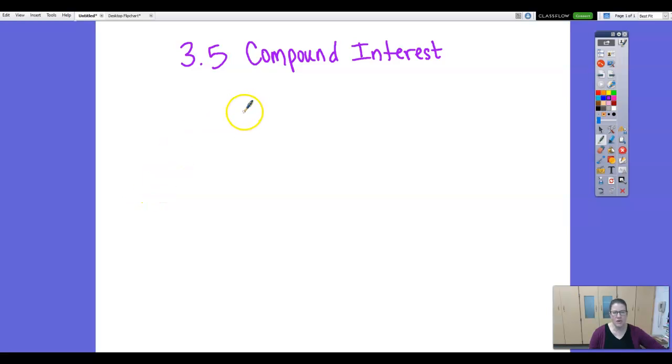Hi guys, so this video is going to be on compound interest. Compound interest is one of the applications that we can use with exponential and log functions. So I'm going to start by just talking about what compound interest is.